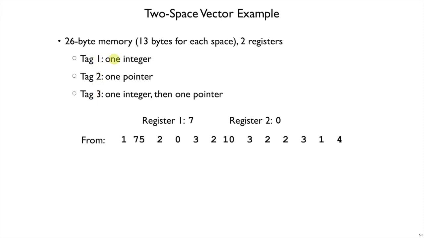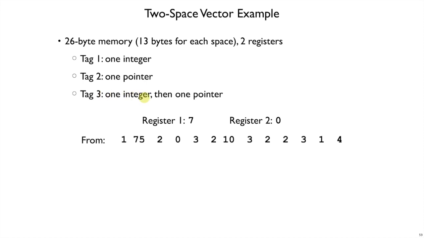Records of tag 1 have just an integer inside, so that would be like a numv, for example. We allocate the numv, but it has just an integer inside. Tag 2, let's say, corresponds to one pointer. So if we had boxes, that would be something like tag 2. A box has just a reference to some other value inside of it. And then let's suppose that tag 3 means it's a record with one integer and one pointer. So tag 3 records are bigger than tag 1 or tag 2 records.